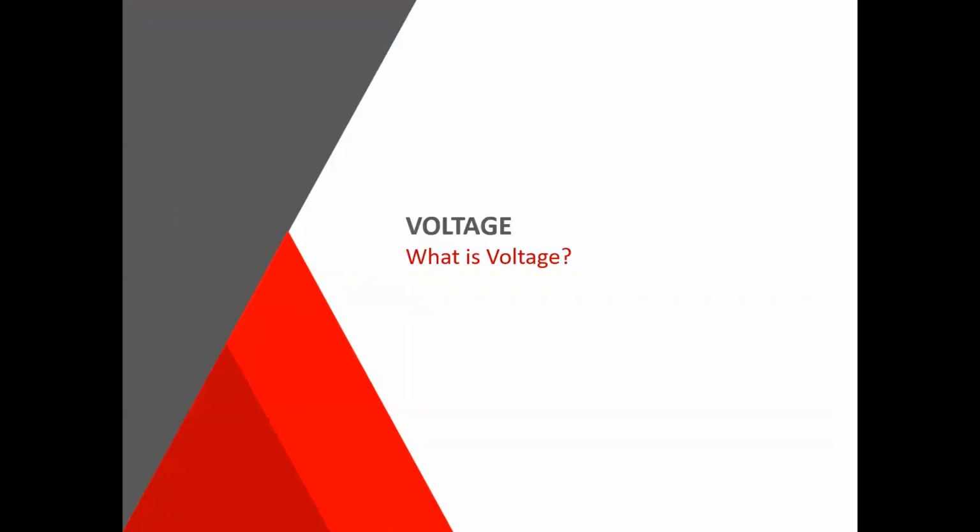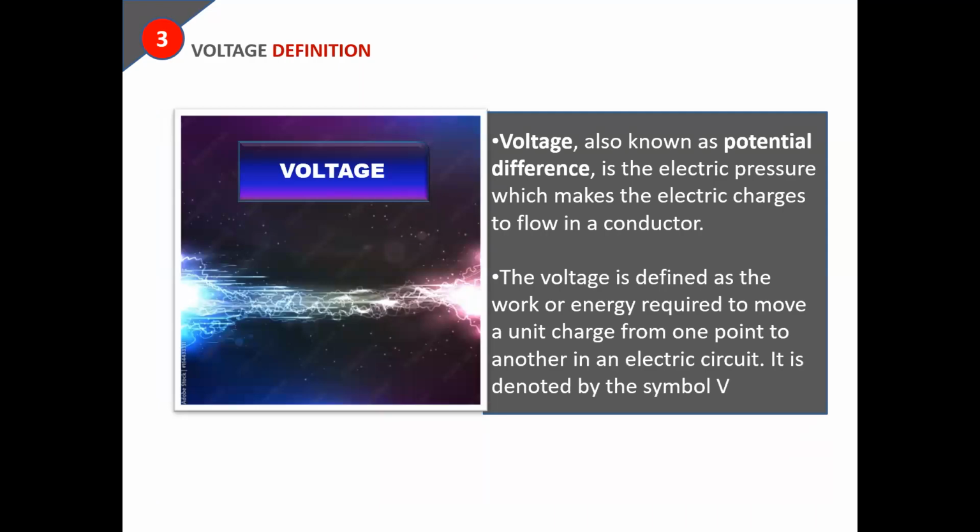And what is voltage? Voltage is also known as potential difference. It is the electric pressure which makes the electric charges flow in a conductor, and voltage is defined as the work or energy required to move a unit charge from one point to another in an electric circuit. It is denoted by the symbol V. Some amount of energy is required to move an electron in a particular direction, and that is called voltage.